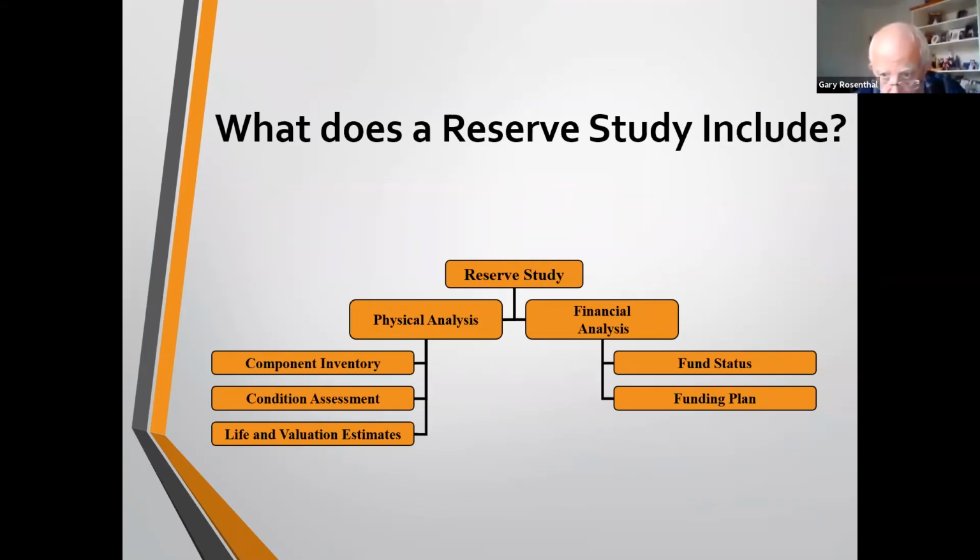It really doesn't give you a lot of information, but it's a status, and I'll show you what it means, and the funding plan. The key to making the study correct is the component inventory, and the key to coming up with a plan that works is the funding plan. The funding plan is the key to having adequate funding set aside. But this is what it includes.